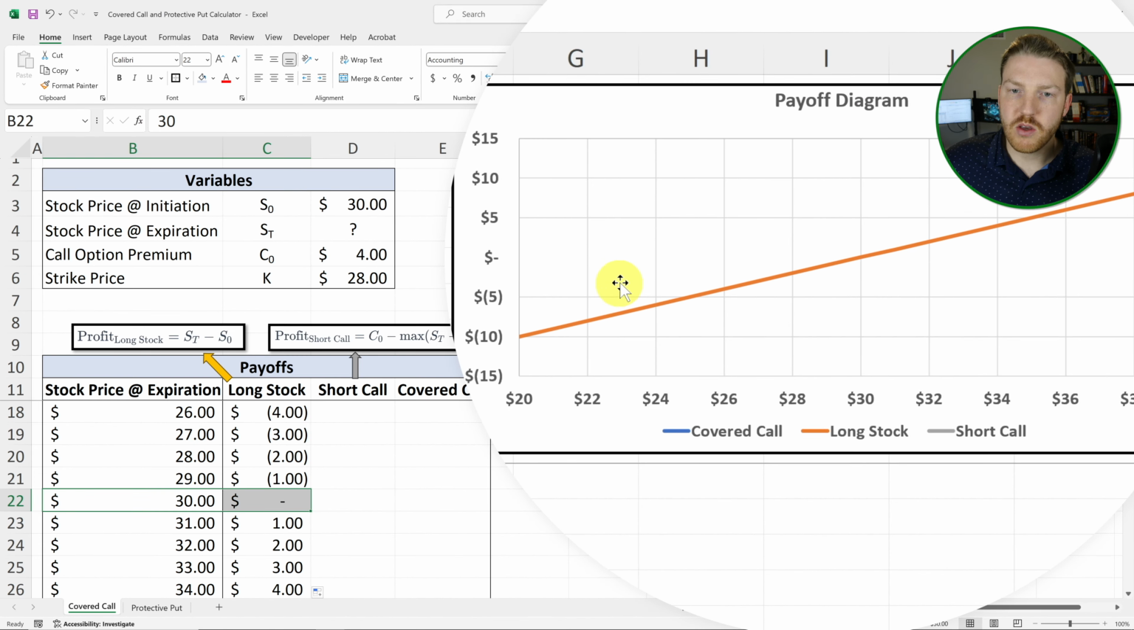We can see the same thing over on this chart. At $30 is exactly when our profit is even with zero. And then for every $1 or $2 increase, see, we're up $2 now if it goes to $32, versus if it goes down to $28, now we're down $2.